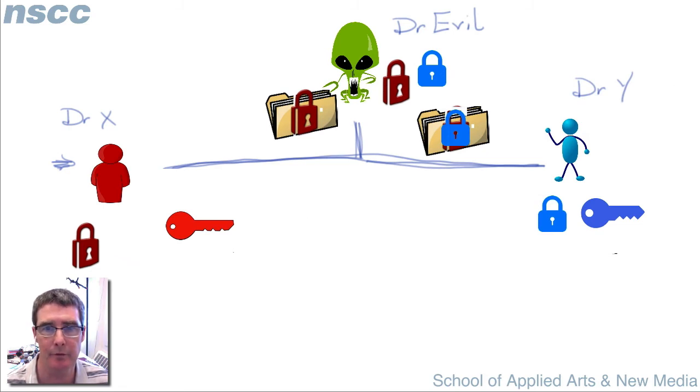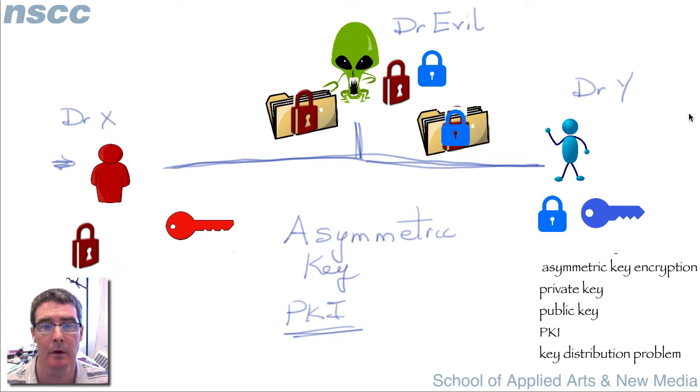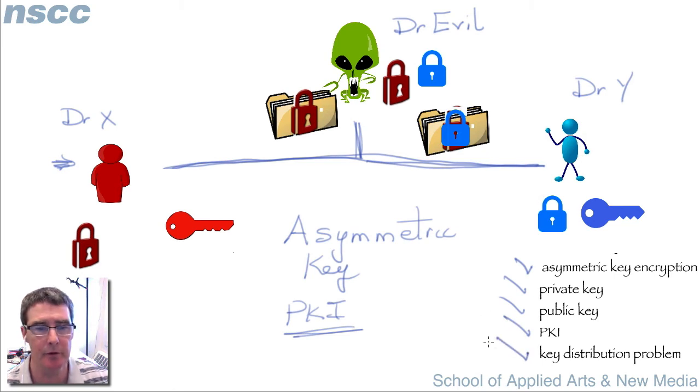So we have these two systems. We have symmetric key encryption. This is called asymmetric key, as you may see this term, encryption, or PKI, public key infrastructure. And so the terms that we're going to use here is this asymmetric key system uses a private and a public key, also called PKI, and it solves what we're going to talk about as a key distribution problem. So we'll look at that next.